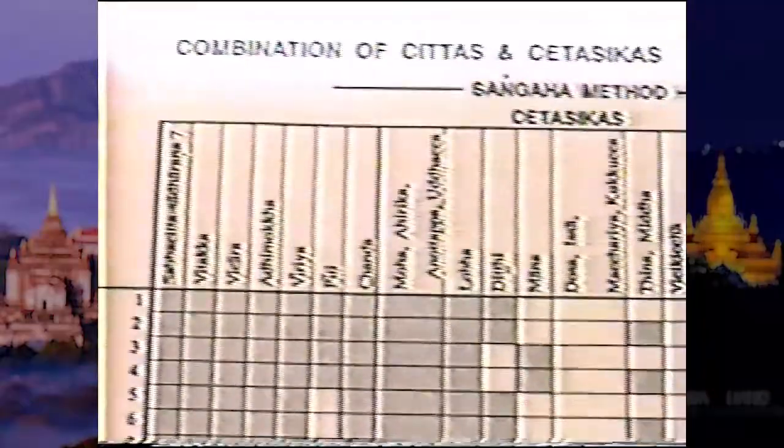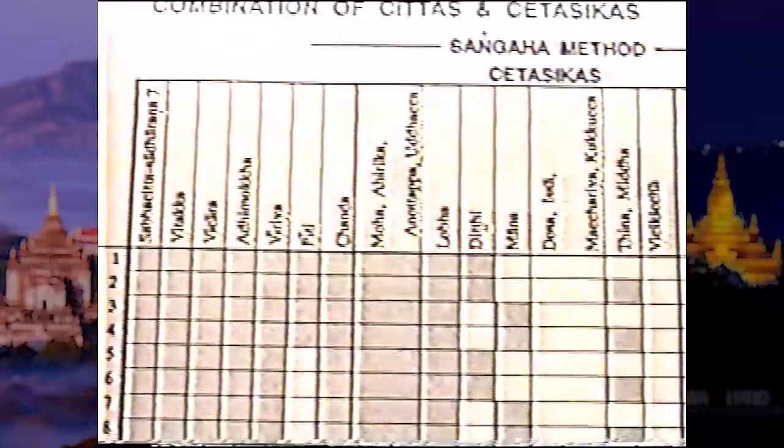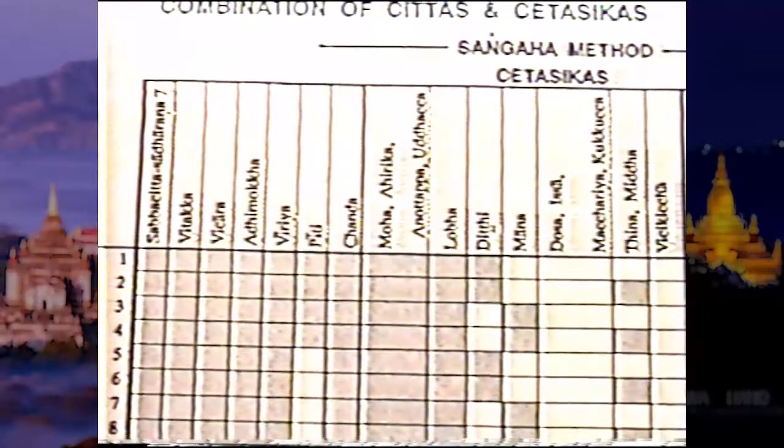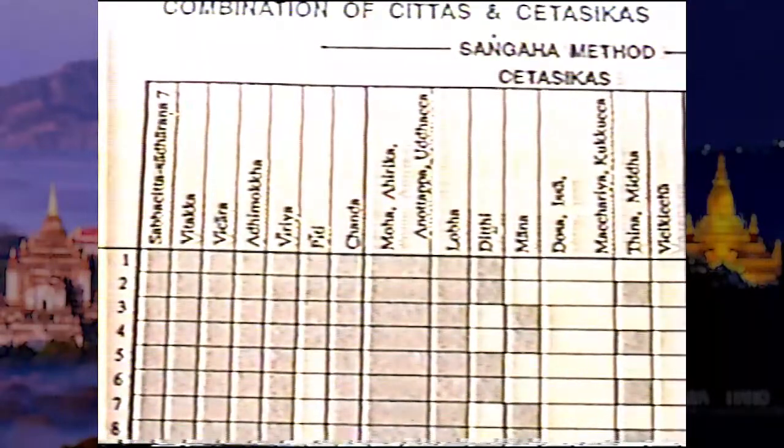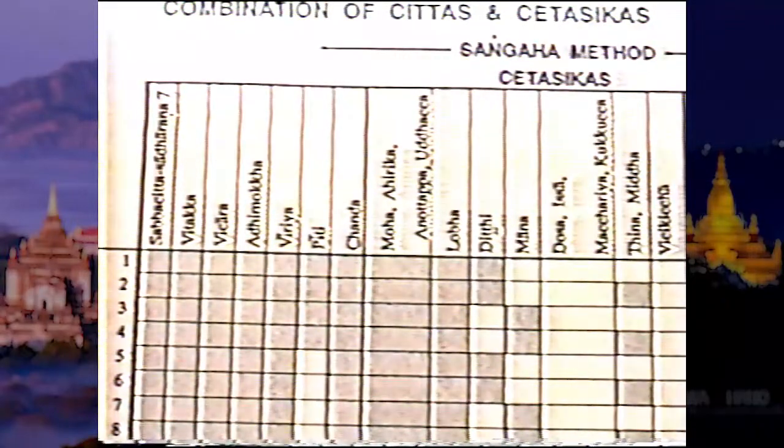Now, these Cetasikas are actually very interesting because they include many mental states. They are all mental states, and they include interesting mental states which are now called, say, stress or tension or whatever. And also emotions, what we call emotions, are all included in these 52 Cetasikas. So Cetasikas are those that influence or color the Cetas, right?